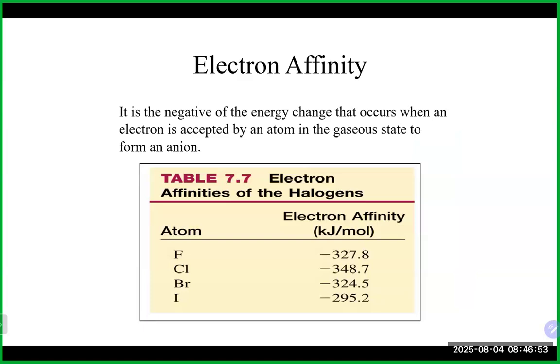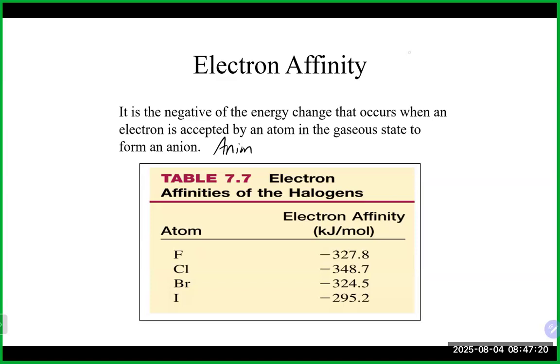Another important trend is electron affinity. Electron affinity is really the energy change that occurs when somebody gains an electron. So when we think about ionization energy, we think about it in terms of making cations. With electron affinity, we think about it in terms of anion formation. And that is, again, the energy change that occurs when somebody gains an electron.